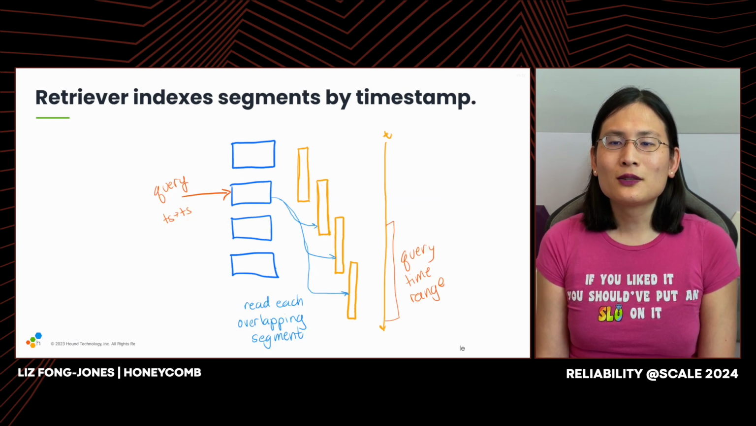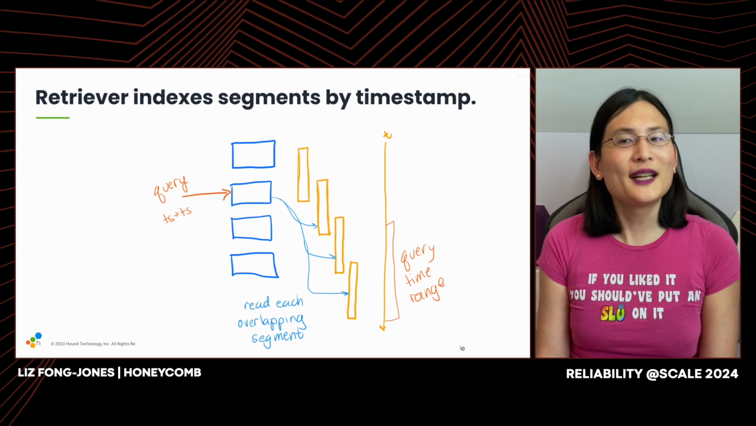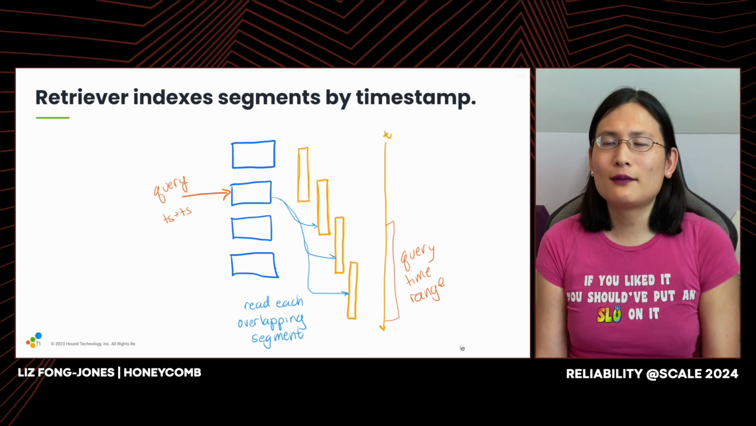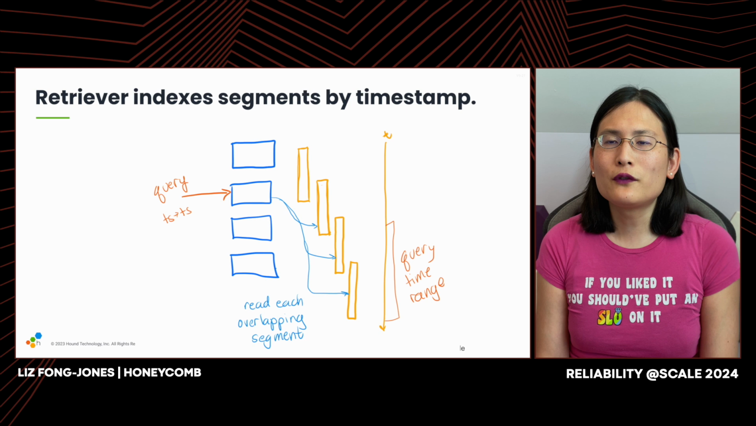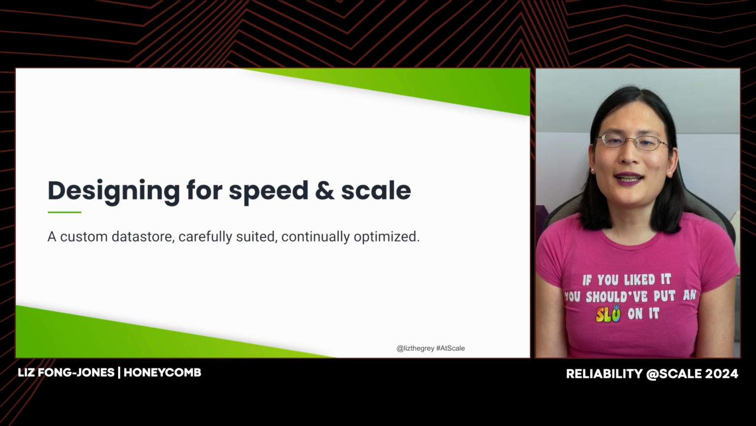Why does this help us? Well, because if someone queries for data between 1 and 3 hours ago, I don't need to fetch the data from between 24 and 48 hours ago. I can just discard that for the purpose of this query and only focus on the segments that might have relevant data. So this has really enabled us to design for speed and scale.